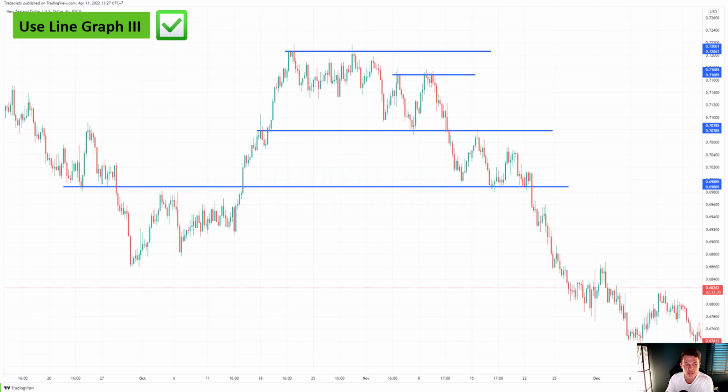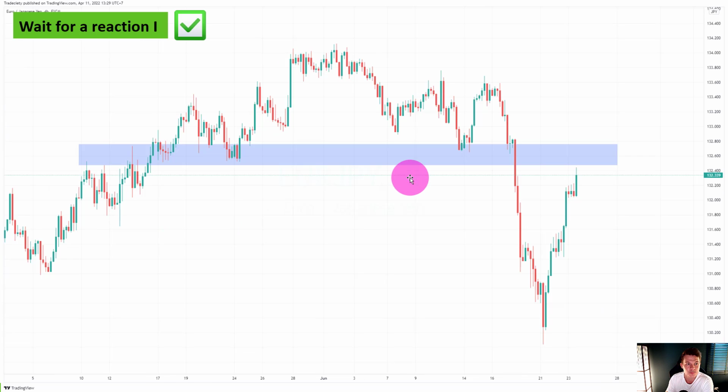So that's a good way to practice your pattern recognition. Also, what I would always recommend, don't trade the levels blindly. I see a lot of traders putting pending orders at previous support and resistance levels, but I found that this is not really what you should be doing.